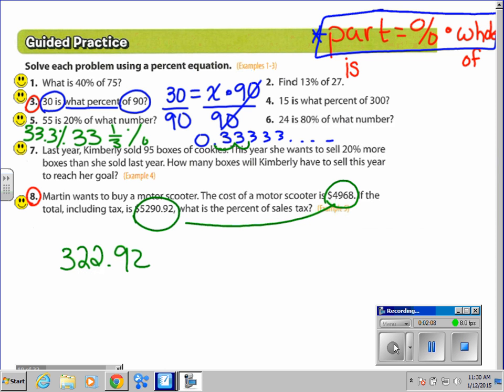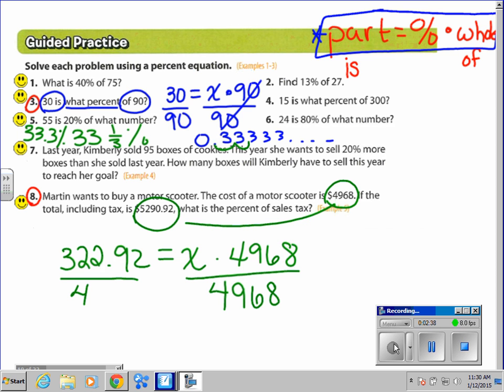We want to figure out what is the percent. So this is the part, this is the extra, equals the percent times what's the whole? The whole is the original price of the scooter. Okay, what would that be? 4,968. Yep. How do I get x by itself? If you're multiplying by that 4,968, the opposite is to do what? Divide. So I'm going to divide both sides by 4,968.